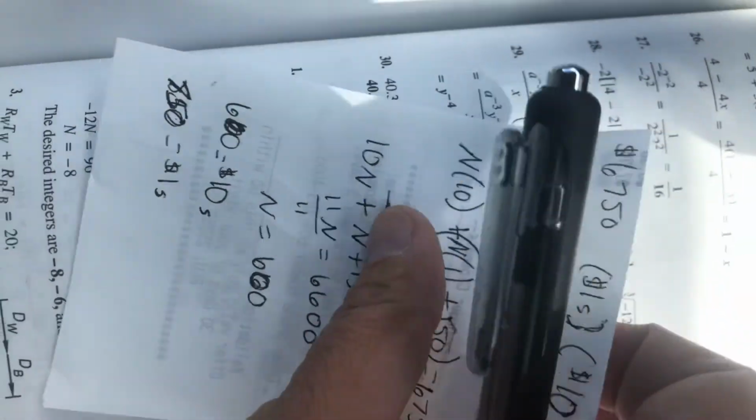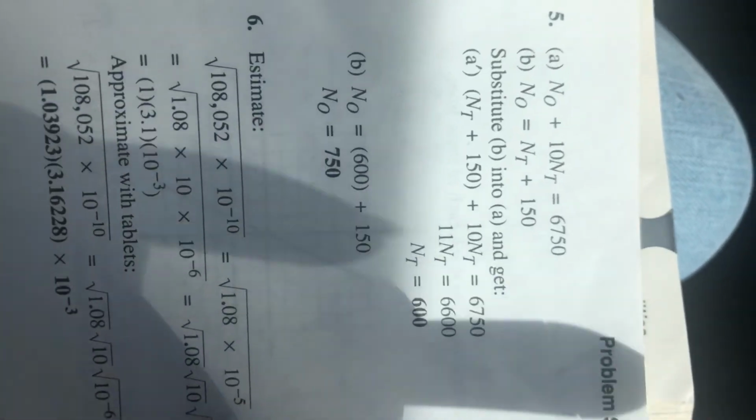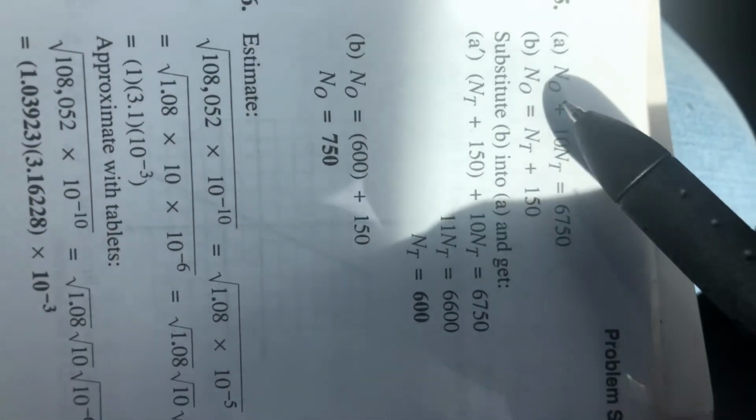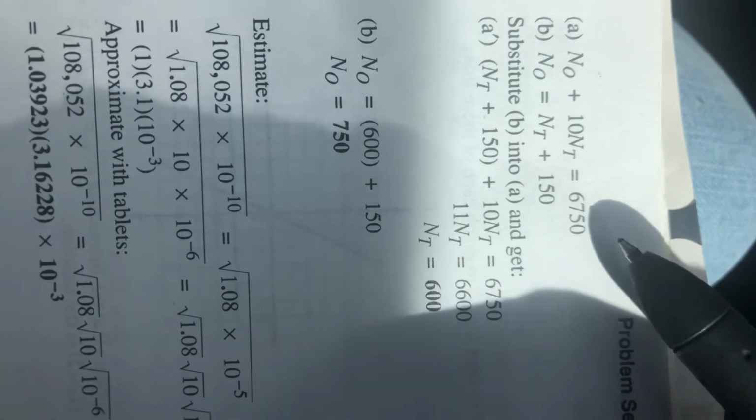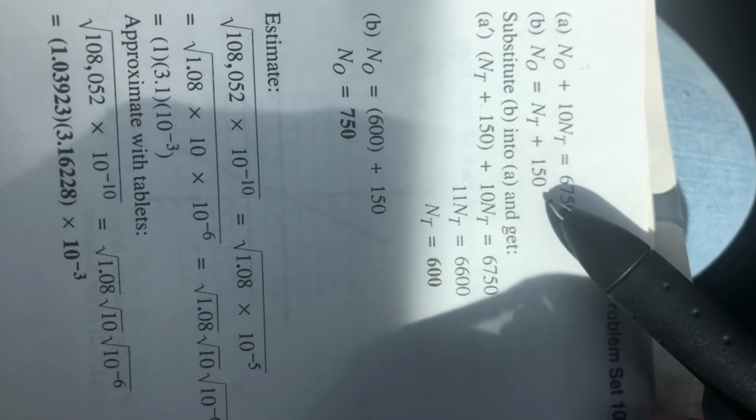Hopefully that's helpful. I know that's a bit of chicken scratch, so I'm going to show you the way that they wrote that up here, which is a little bit nicer. They said the number of ones plus the number of tens equals 6,750. They said the number of ones is equal to number of tens plus 150.